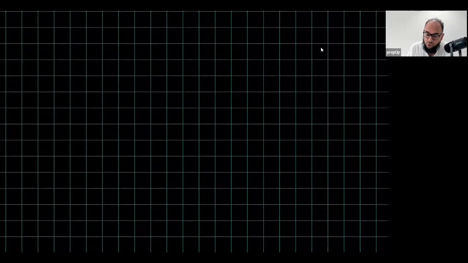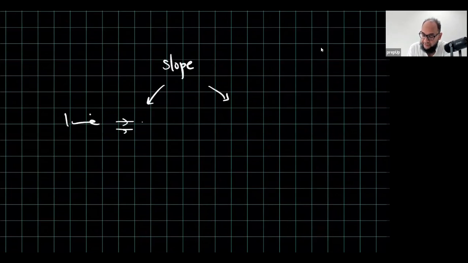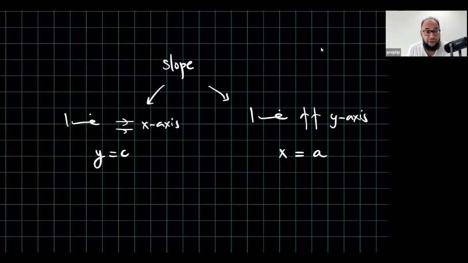And then we talked about the different types of slope, and we talked about the line parallel to the x-axis versus the line parallel to the y-axis. Parallel to the x-axis, it's of the format y equals c. Parallel to the y-axis, it's of the form x equals a constant. So let's stop over here and let's meet in the next class.